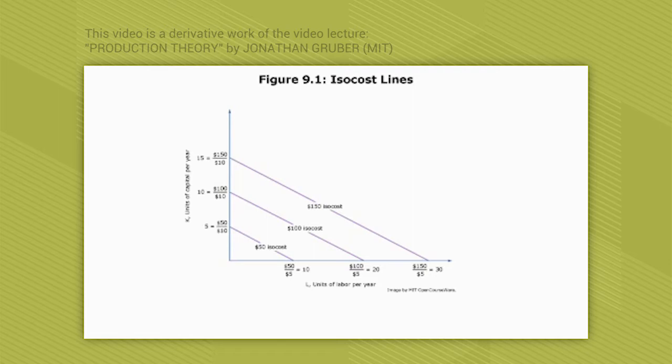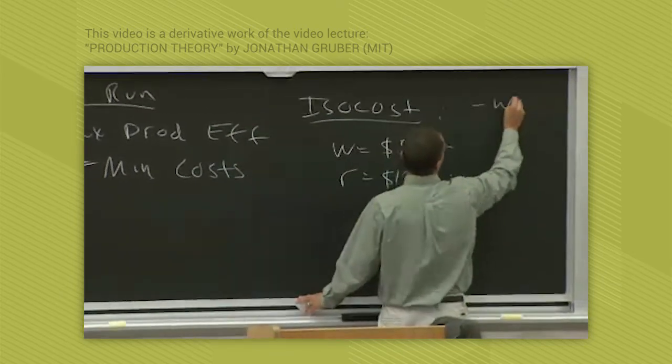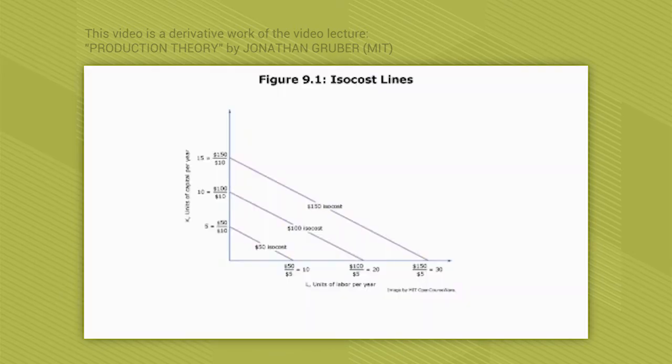And what's the slope of this isocost line? Okay? It's the negative of the wage-rental ratio. The slope of the isocost is minus W over R. It's basically the trade-off between labor and capital is going to be determined by the relative prices of those inputs. So the slope is going to be minus W over R.